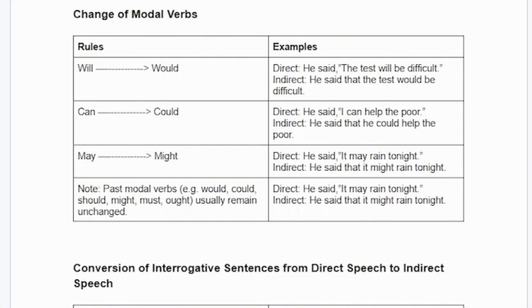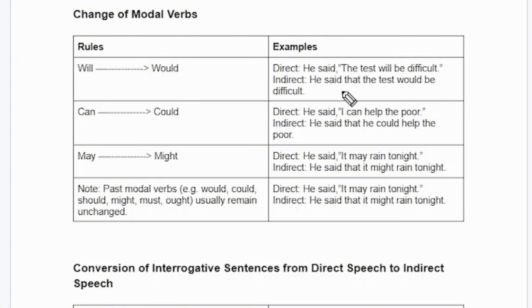So now there are some rules for the modal verbs. Will, would. Okay, so now we'll see this in the sentence. Direct: He said the test will be difficult. Indirect: He said that the test would be difficult.